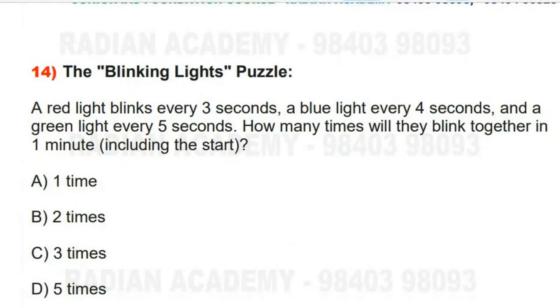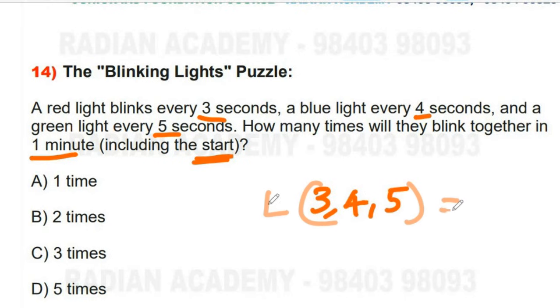The blinking light puzzle. A red light blinks every 3 seconds, blue light every 4 seconds, and a green light every 5 seconds. How many times will they blink together in 1 minute, including the start? So do carefully. What is the LCM of 3, 4, 5? What is the answer? I said do carefully. LCM is 60. So 60 seconds is equal to 1 minute. Therefore, what is the answer?